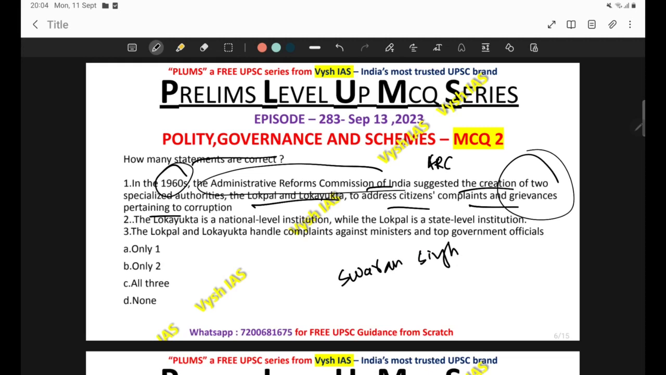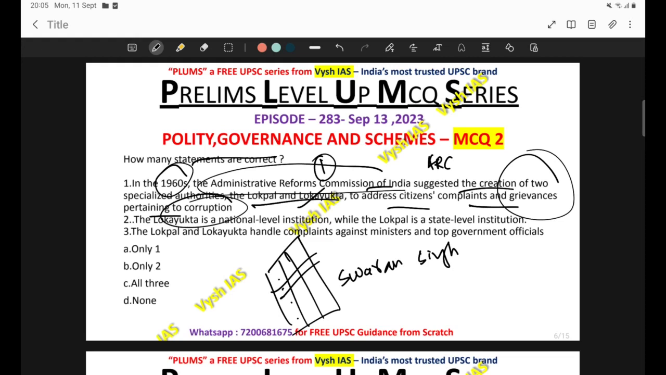ARC is involved in recommending most of the political reforms. This is the safest option which you can go for. In most cases ARC will have a role in recommending some political changes or reforms. So ARC suggested the creation of two specialized authorities. The first keyword is ARC, the second is Lokpal and Lokayukta, and the third is corruption. So what is the core function of a body? You may not learn everything paragraph-wise for these specialized bodies. What you have to do is make a tabular kind of format and list down all the bodies: Lokpal, Lokayukta, vigilance commission, national commission for women, and what is the core function they are performing.